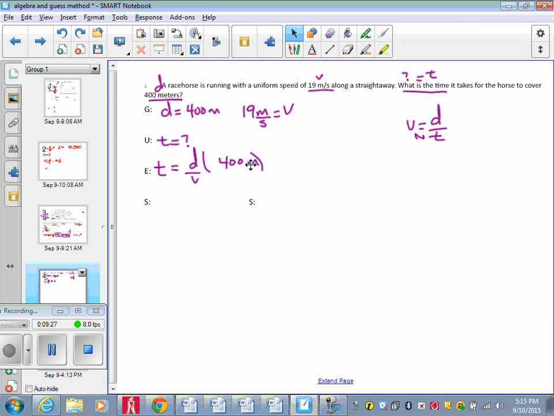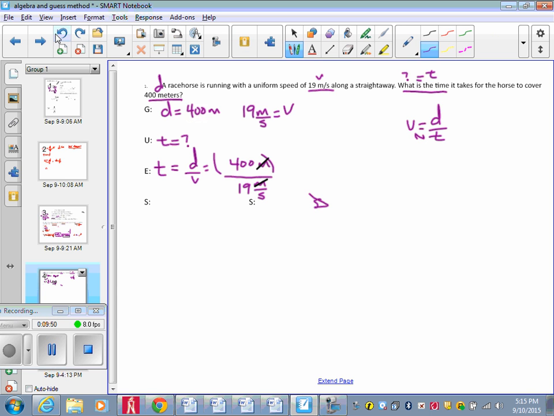So if I have a 400 here, there needs to be a 400 on top. If there's a v on the bottom, guess what needs to be on the bottom? My value for v. Now what's going to cancel out this time? So I know what my final units are. The meters cancel out. My final answer is going to be in seconds.